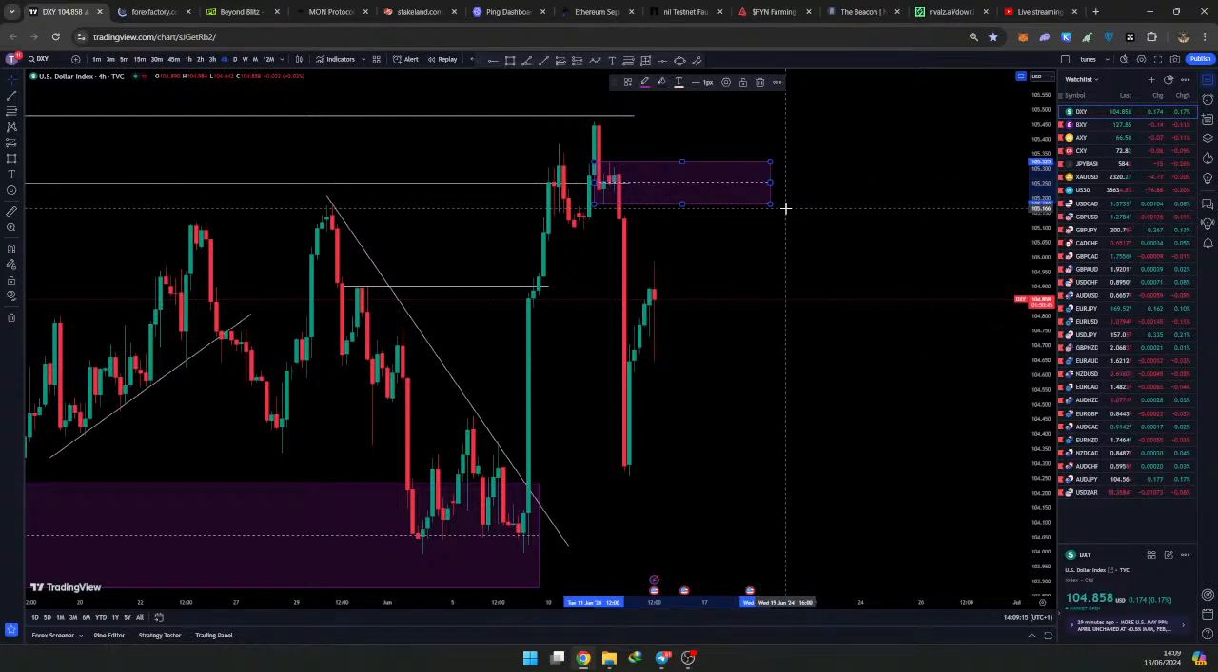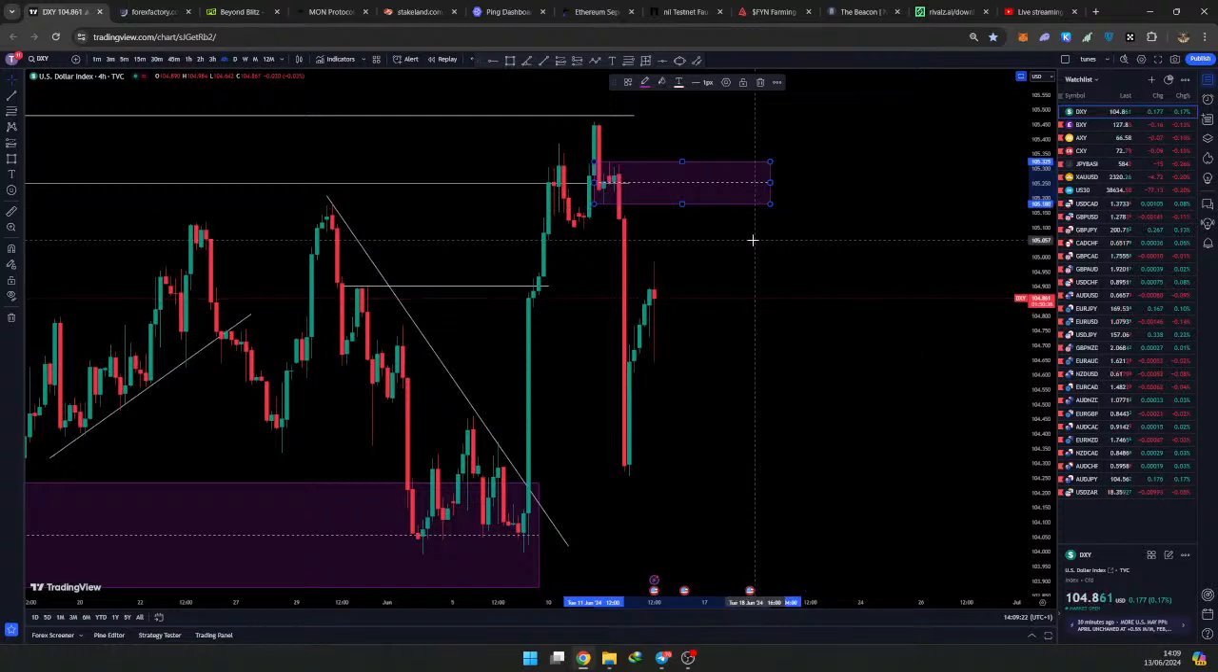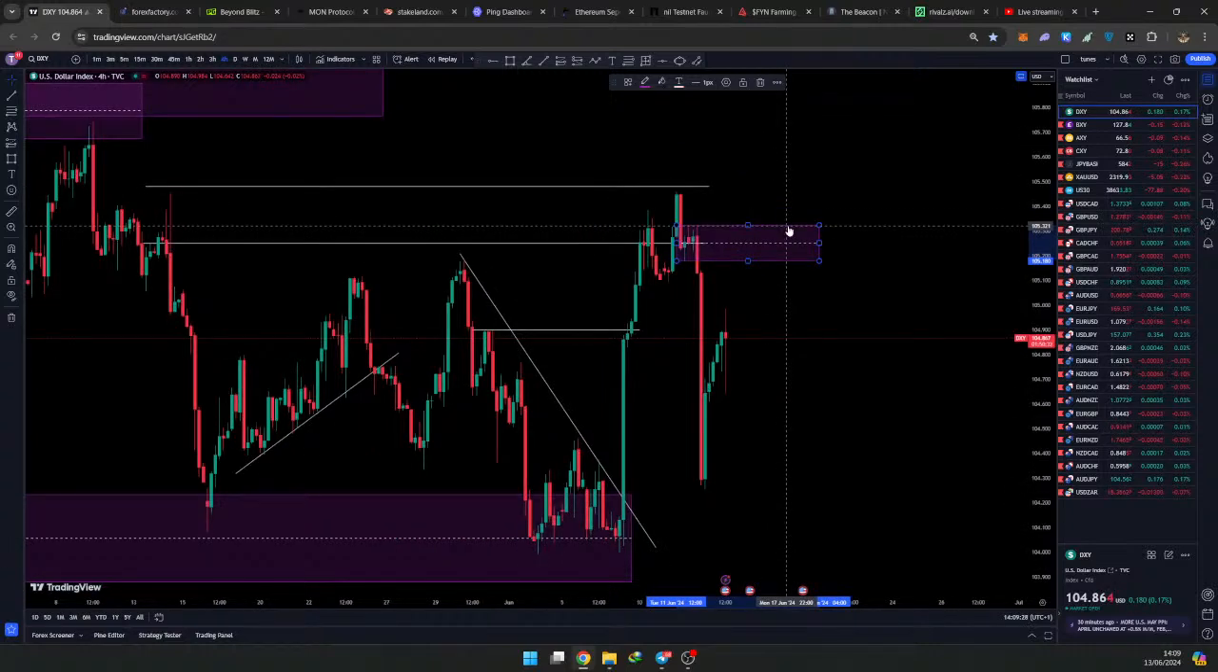So again, 105.180 and 105.325. I was watching out for that exact zone to continue bearish on DXY. I think that was about 30 minutes ago or so. That's why I'm trying to open the Forex Factory website.